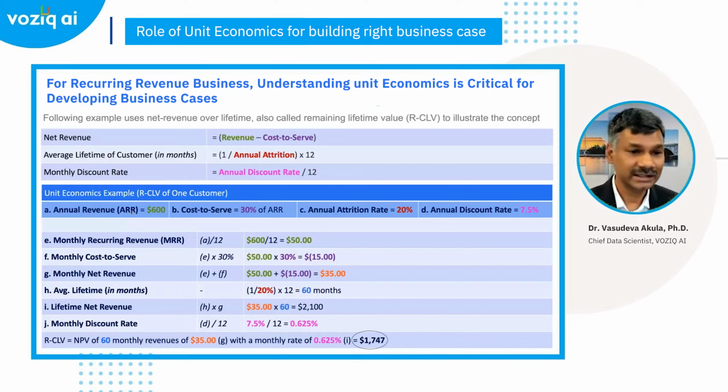If your attrition is very high, 33%, as you think of your own business, then you have a lifetime of 1 divided by 33%, or 3 years, right? So that's still 36 months of revenue.